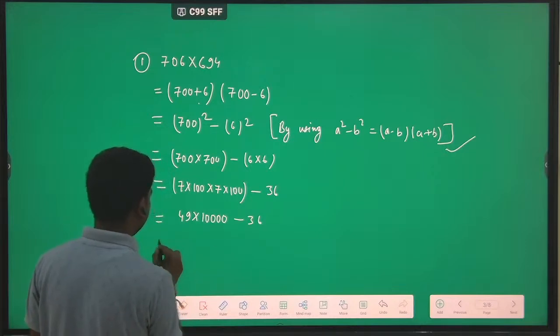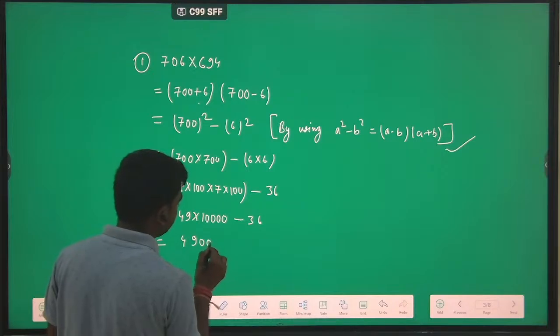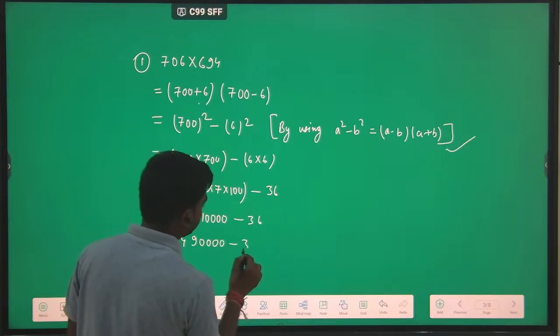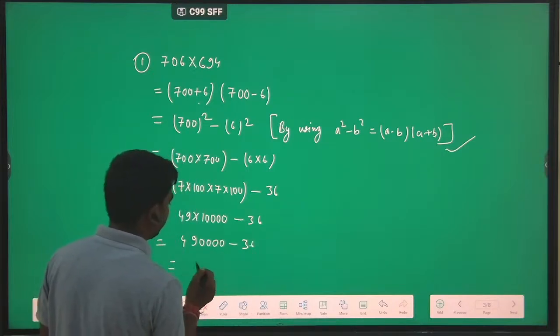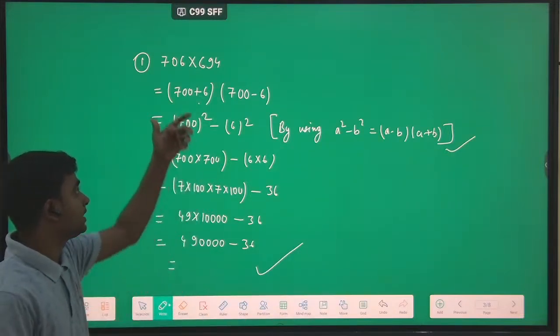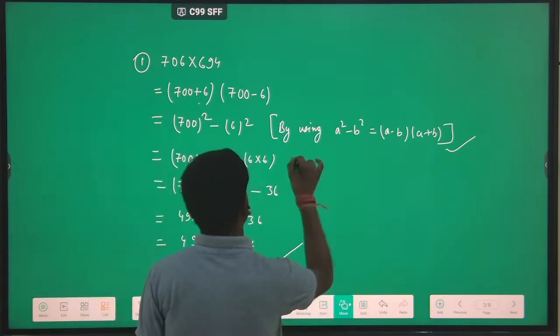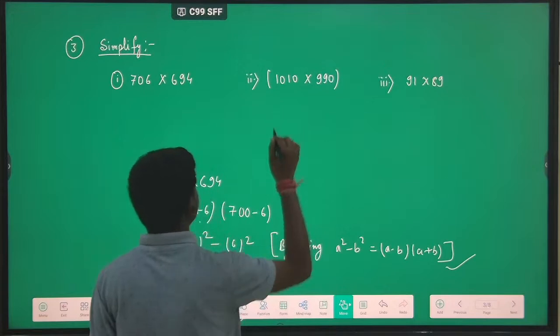That means we are getting 4 lakh 90,000 minus 36. And whatever will be the value after subtracting, this will be our answer. So like this, we have to solve this type of question. Now moving to our next question. What is our next question?